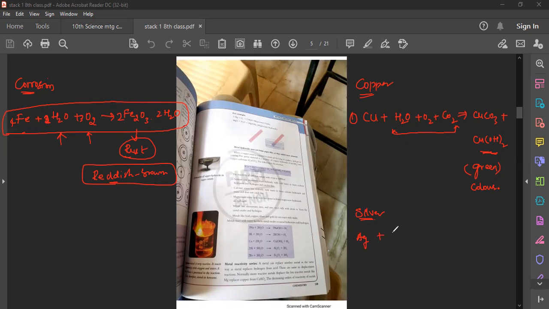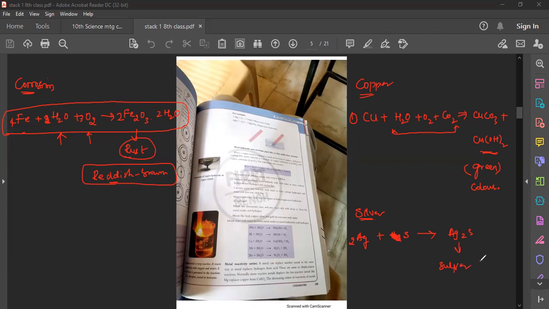Because silver will react, not with the water, but with the hydrogen sulfide present in the air. Sir, it is a pollutant, right? Yeah. Whenever silver reacts with the sulfur present in the air, it will form Ag2S. That is silver sulfide.